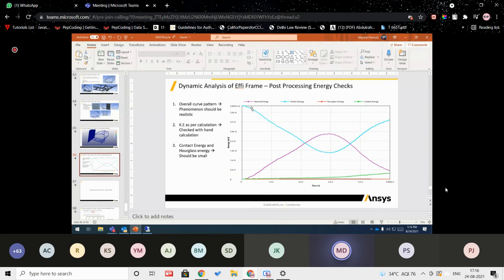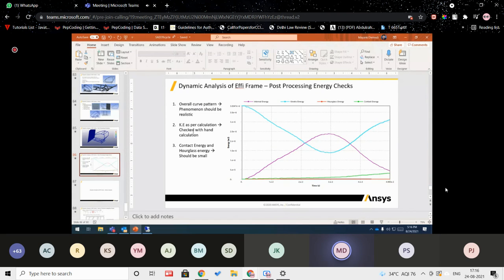But kinetic energy is like this, and your internal energy will be like this. So let's suppose this is decreasing and this is increasing, then you will understand how the phenomena works, and after some time it will stabilize after this. So your analysis is okay.